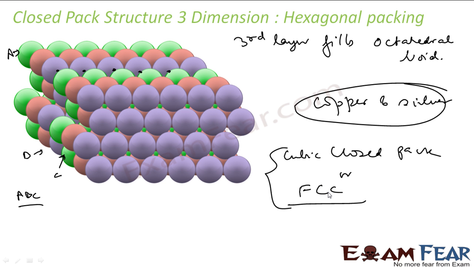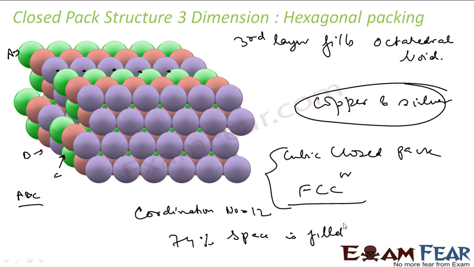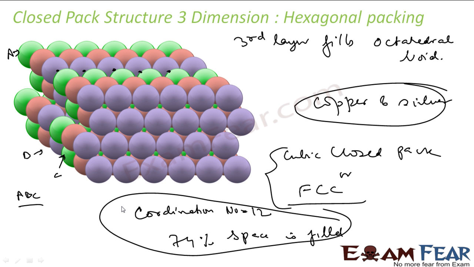Here also the coordination number is 12, and here also almost 74% of the space is filled. Same as hexagonal closed packing. This is the same, but the name is different: cubic closed pack or face centered cubic. We'll derive these values later.